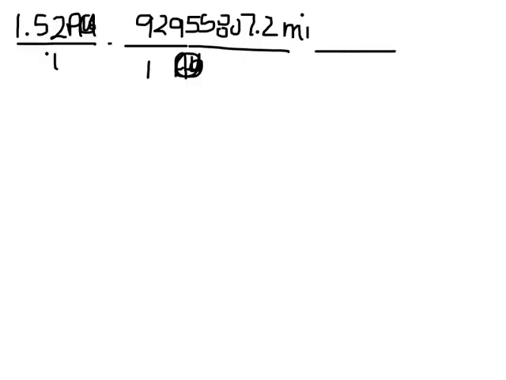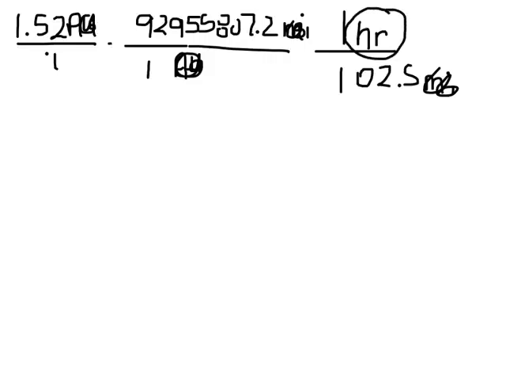Now we want to get rid of that miles. We're going to use the rate that has miles and hours. So we're going to use the speed of the beast. So in 1 hour, the beast can go 102.5 miles. Miles goes away. So we ask the question, are we where we need to be? It says how long, and again, it didn't ask for seconds. And we have a unit that means time, so we can stop here.